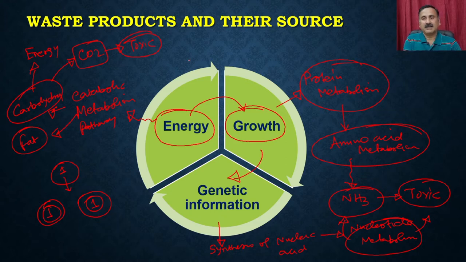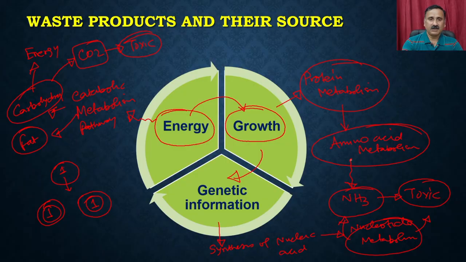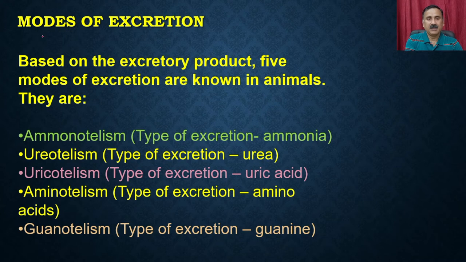Apart from carbon dioxide and ammonia, there are many other types of toxic material produced within different types of organisms, and depending on which type of waste material is produced, the organism is going to utilize a different mode of excretory system. So what are the different modes of excretion? Based on the excretory products, like we just said, carbon dioxide and ammonia, five different modes of excretory systems are known in different types of animals.